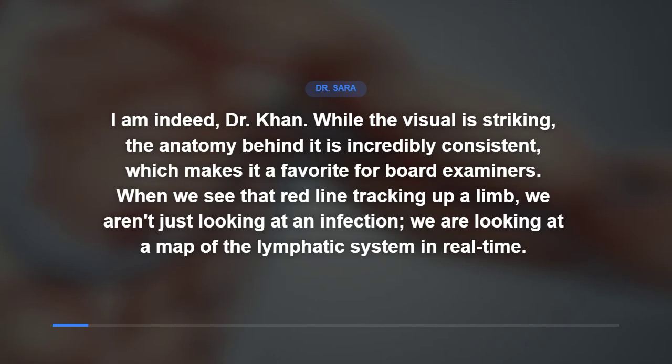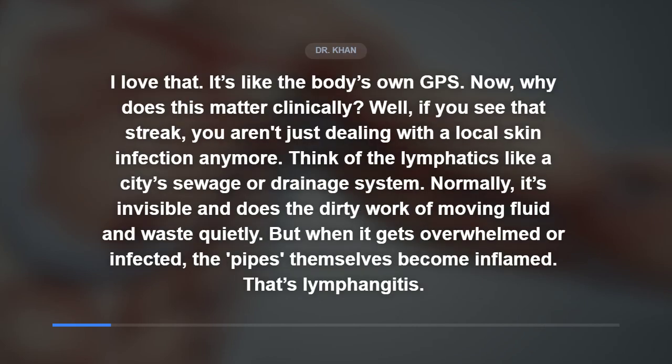I am indeed, Dr. Khan. While the visual is striking, the anatomy behind it is incredibly consistent, which makes it a favorite for board examiners. When we see that red line tracking up a limb, we aren't just looking at an infection. We are looking at a map of the lymphatic system in real time. I love that. It's like the body's own GPS.